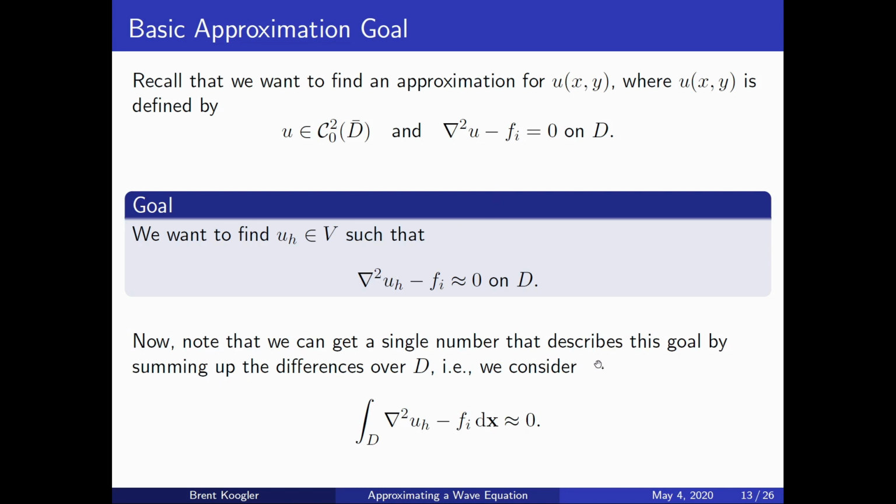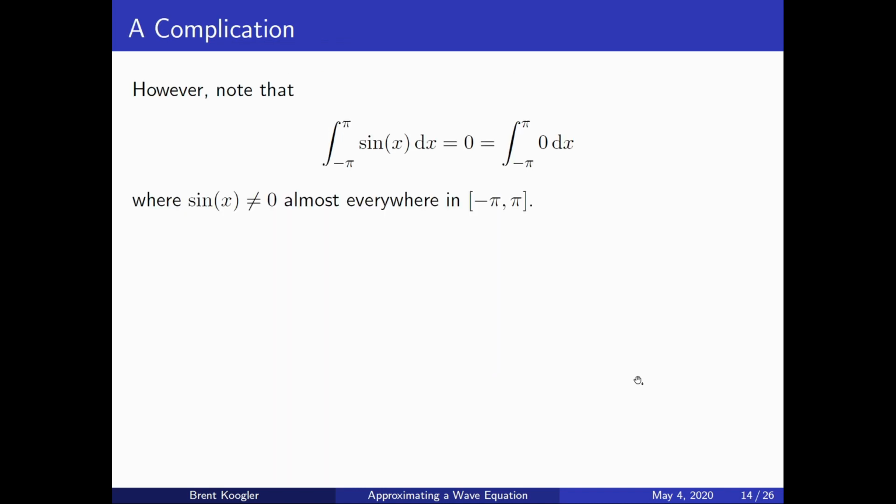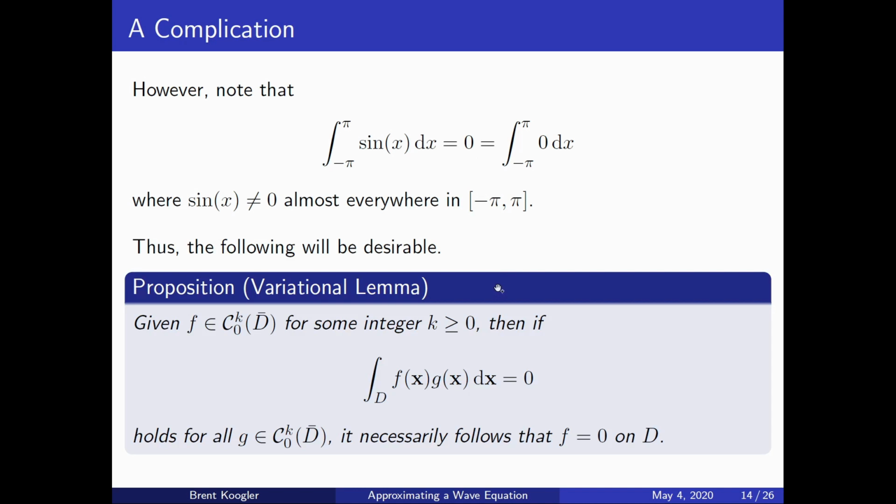If it is, then our U sub h should be a good approximation of our true solution U. But this turns out to neglect the important notion of cancellation, which can be readily seen in the single variable sense, where, for example, sine of x, when you integrate it from negative pi to pi, you get 0, but sine of x does not approximate 0 well. So due to this cancellation, we're not going to take a direct Riemann sum, but rather invoke the variational lemma, which basically states that given a function f that's C^0, if we multiply this function f by an arbitrary test function g from the same continuous function space, and if this product always integrates to 0 over the interior of the circle, then we know that the given function f is in fact 0 on D.